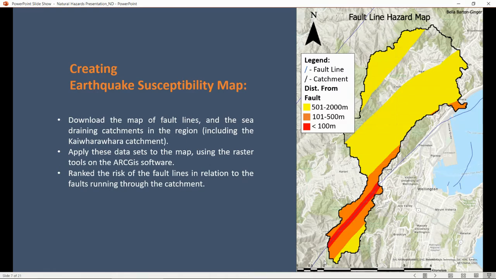To create the fault line hazard map, we did the following. First, we downloaded the map of the Wellington region and the relevant data such as the fault lines and the sea draining catchments in the region, including the Kaiwharawhara catchment. We then applied these datasets to the map using the raster tools. Finally, we ranked the risk of the fault lines in relation to the faults running through the catchment. You can see that there are 3 different areas that we have highlighted in relation to distance from the faults and the risk factors.